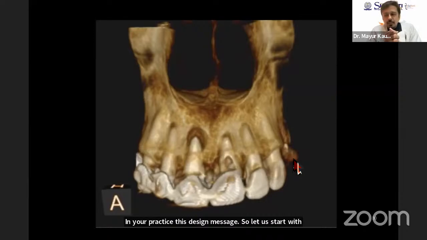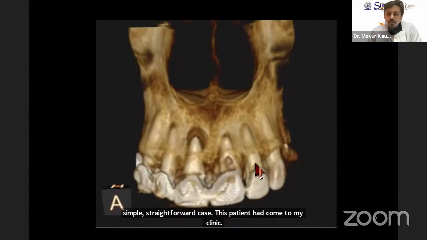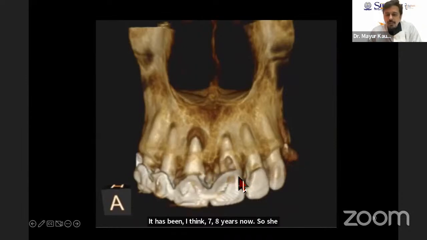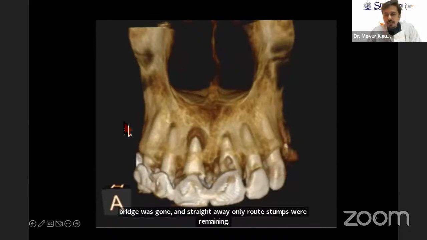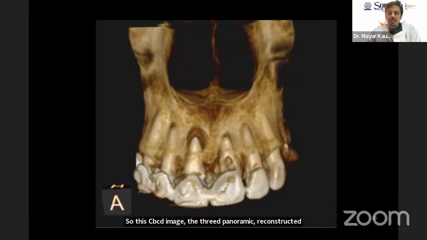This patient had come to my clinic. It has been, I think, 7-8 years now. She had fractured central incisors. Incisors were fractured, the bridge was gone, and straight away only root stumps were remaining. So this CBCT image, the 3D panoramic reconstructed image, is the basis of my treatment planning.